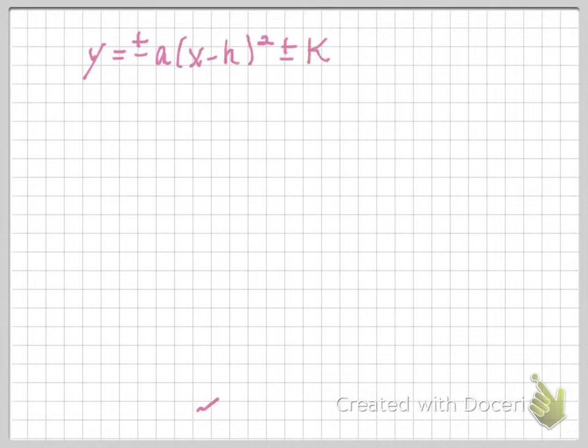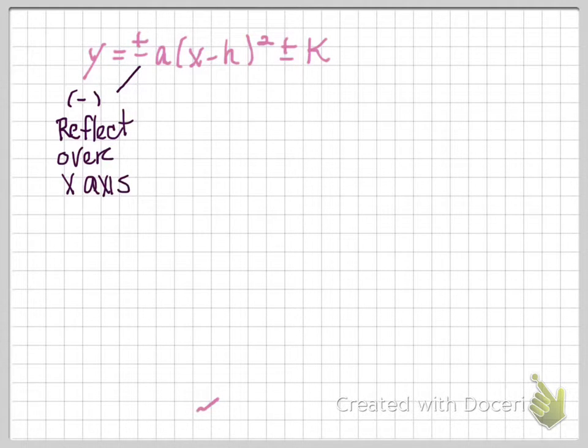Alright, so this is an example of vertex form for a quadratic, and the plus or minus in front of the A is what indicates reflection. If it's negative, it reflects over the x-axis. The A is a stretch or a compress. If it's greater than 1, it stretches, it gets taller. If it's a fraction between 0 and 1, then it's a compression.